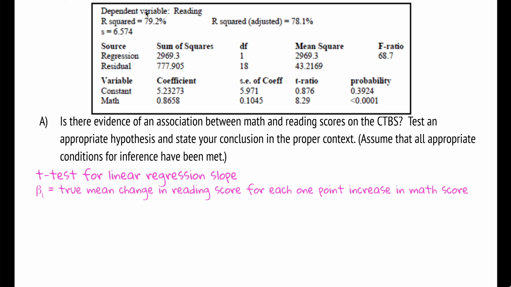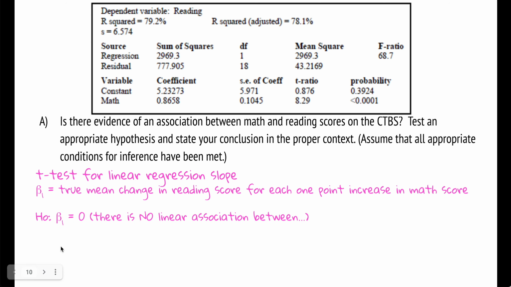is, firstly, we were told up at the top, the dependent variable is reading, and dependent is the y. But remember also in this table of data, whatever word you see that represents a variable, in this case I see the word math, that is your x variable, always. So we can know from those two things: x is math, y is reading. So when I define my parameter, I'm saying the true mean change in y, which is the reading score, for each 1 point increase in x, which is math score. So this is basically saying this is the true mean slope of a linear regression line where x is math score and y is reading score.